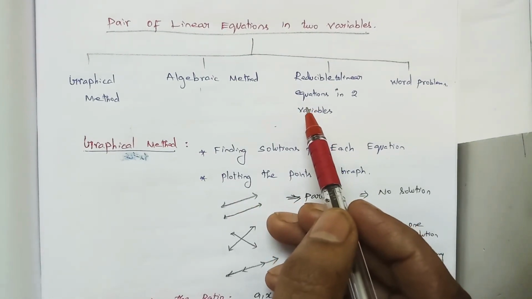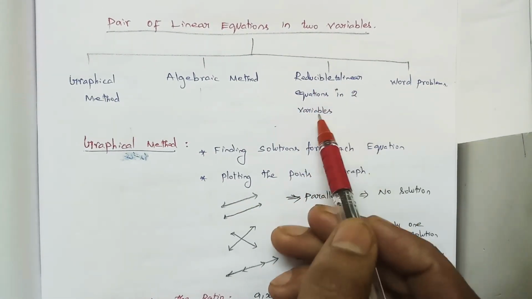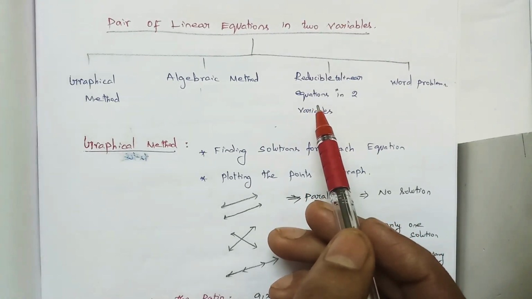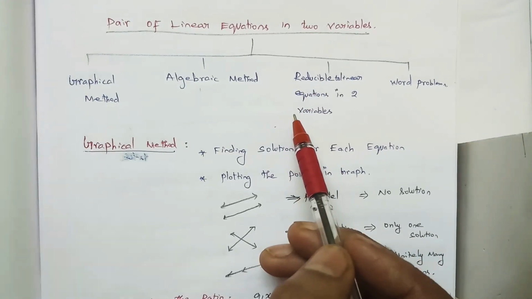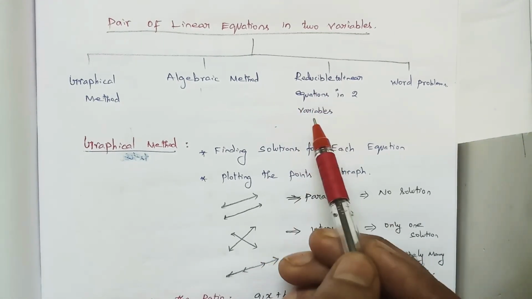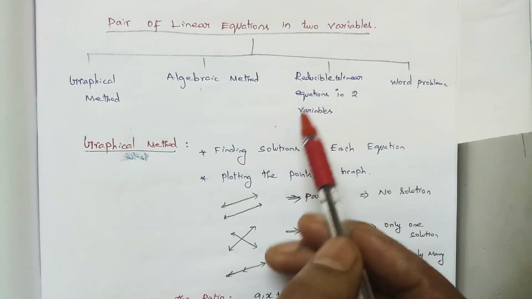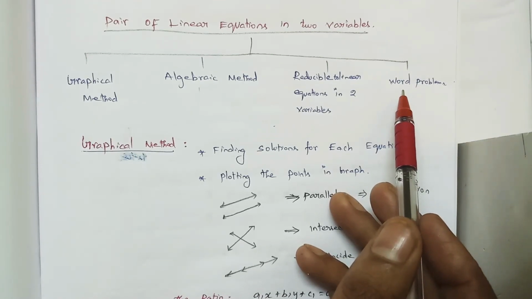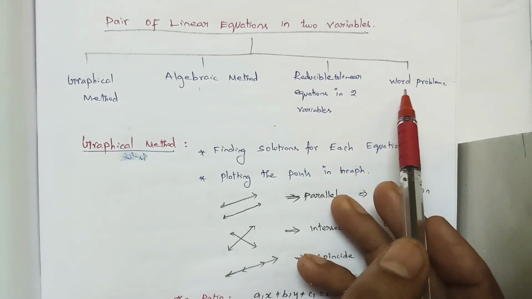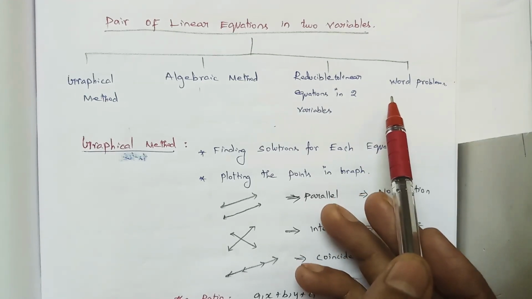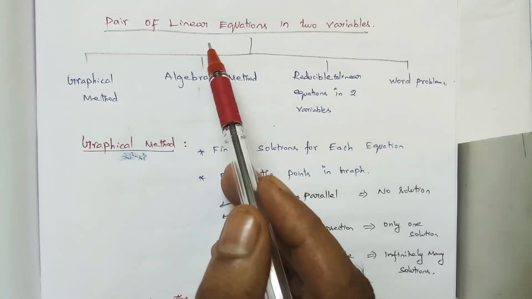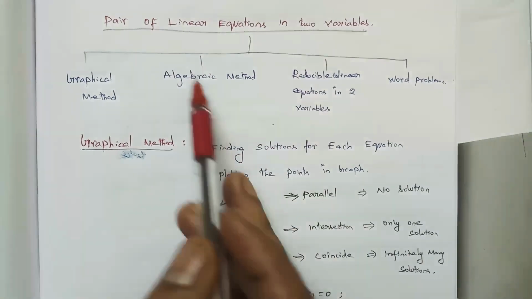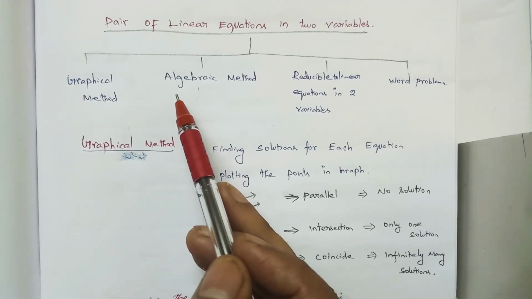The third concept is reducible to linear equations in two variables. They didn't give it in the form of linear equations, so we convert it into linear equations, that is reducing, and then we find the solutions. The last one is word problems, application problems. They will give a word problem, we have to read it and from that form a pair of linear equations, two linear equations. Using this methodology we find the solutions.